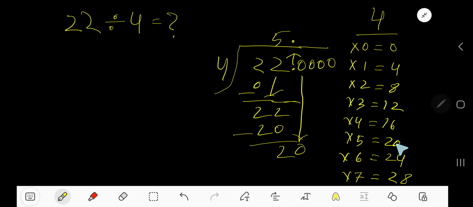4 goes into 20 how many times? 4 goes into 20 5 times. 5 times 4, 20. Subtract, 0. Our answer is 5.5.